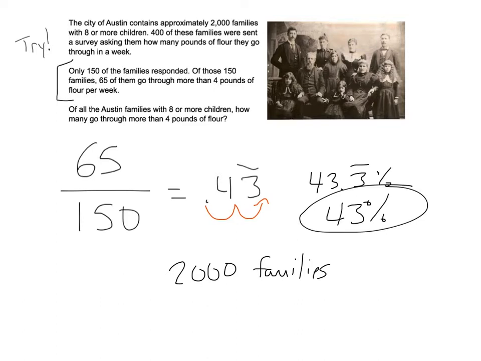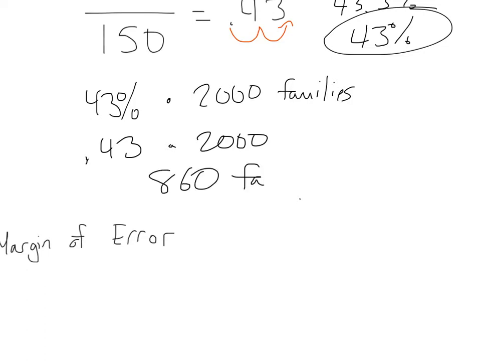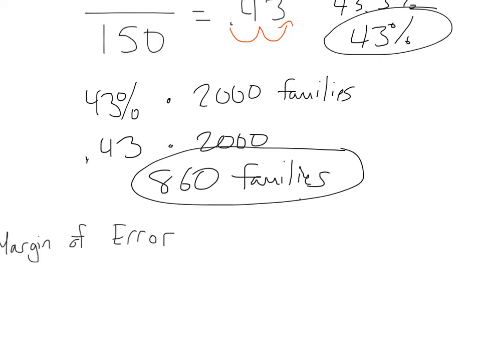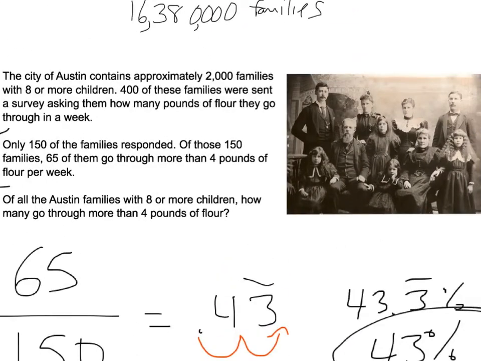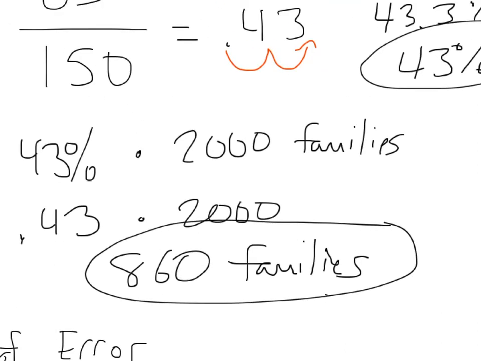So we're going to take this 43% and multiply it by our population of 2,000. Now, we have to make this 0.43, multiply that by 2,000, and when you take 0.43 times 2,000, you should get 860, okay? And our label is going to be families. Now, what does that mean? Well, it means that out of the 2,000 families that live in Austin that have 8 or more children, approximately 860 of them will go through more than 4 pounds of flour in a week.